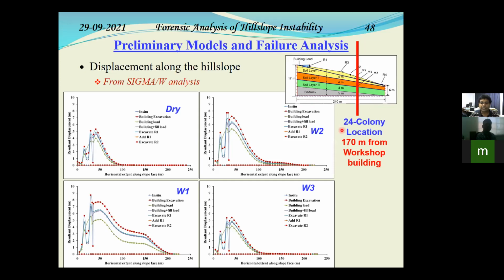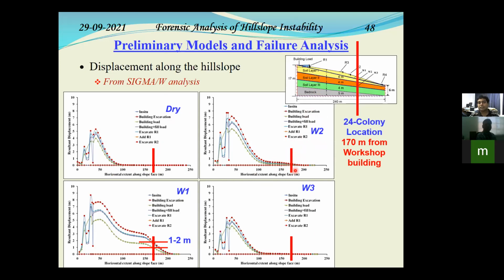So when we plotted the lateral displacement over the entire face of the slope, with the horizontal extent of the slope on the x-axis and the resultant displacement on the y-axis, we could see at these locations, 170 meters from the left end, from the store building or the workshop building, that if the soil was in a dry state, there would have been no displacement at the workers' colony location. If it has a water table at shallow depth, W1, some deformation of 1 to 2 meters is noticed at the workers' colony location. Whereas if the water table is at larger depths, W2 and W3, again no deformation is noticed.